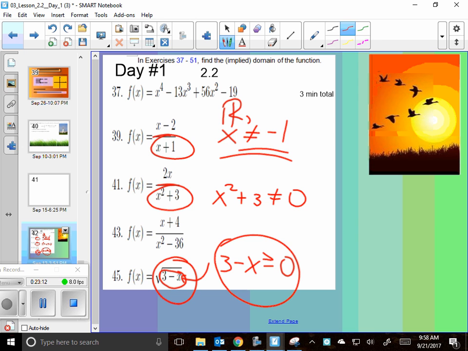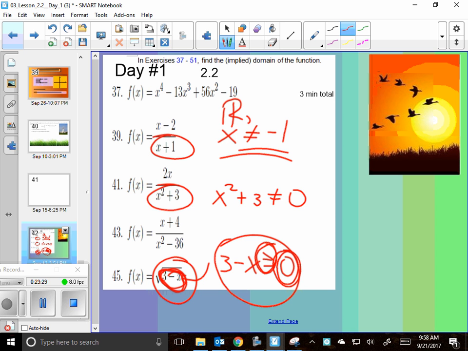All right, so those are two things you got to be able to do. You take your denominators and say, those denominators can't be 0. And you take your square roots and you say, what's under the root has to be bigger than or equal to 0. That'll solve all of these.